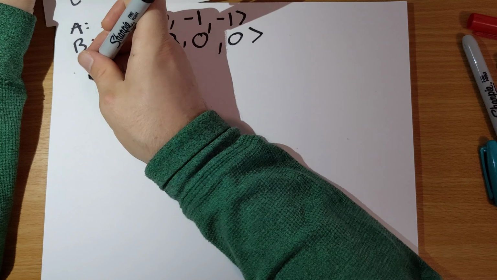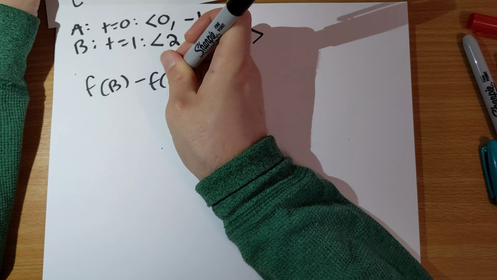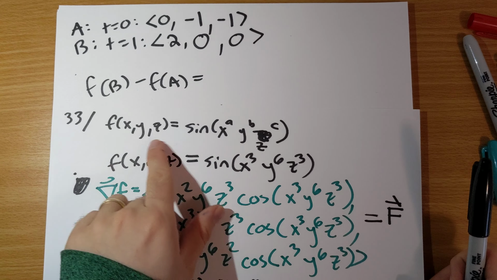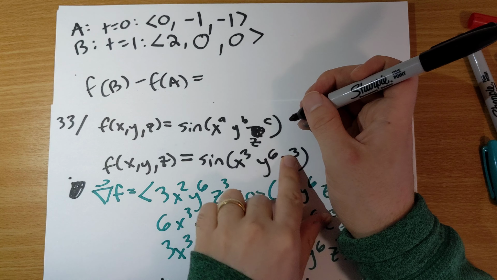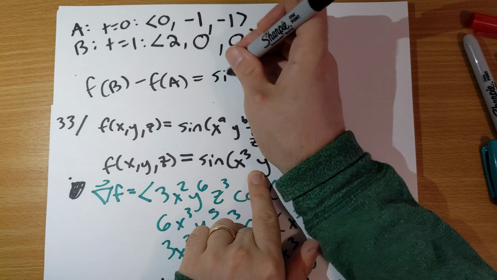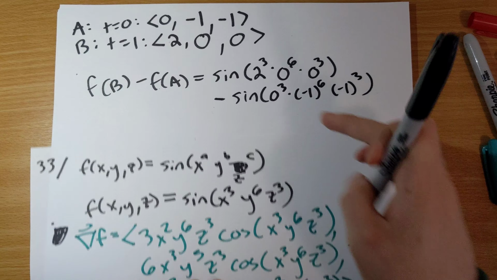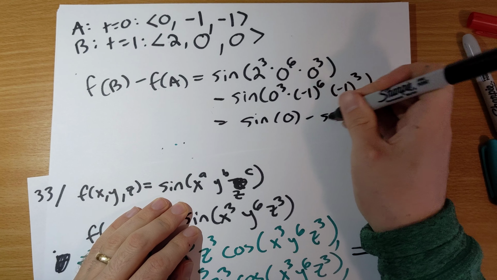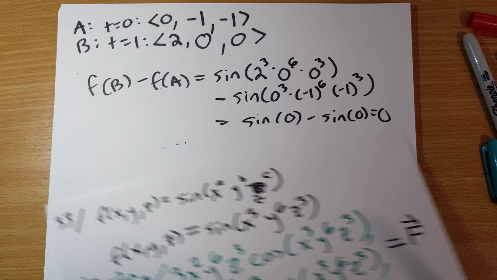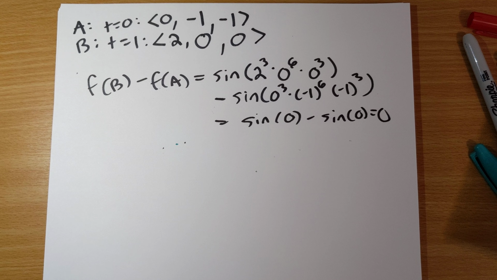So f of b minus f of a. Okay, for f of b, we need to plug in: sine of 2 cubed times 0 to the 6th times 0 cubed. And then for f of a, we plug in 0 cubed times negative 1 to the 6th times negative 1 cubed. And realize these are both going to be sine of 0. And so we end up with sine of 0 minus sine of 0, which is 0.